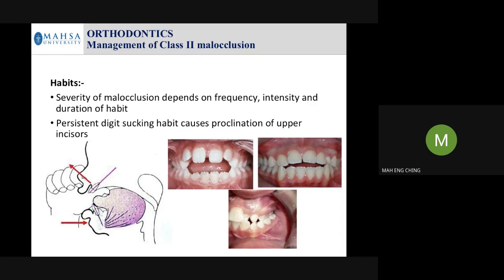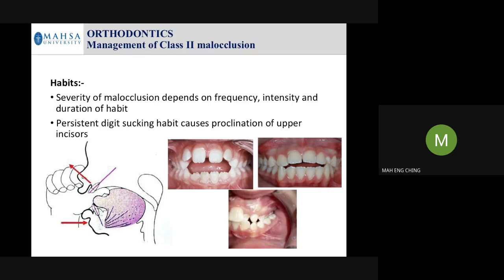Then position digit sucking habit causes proclination of the upper incisor. So you look at this picture on the left, you put something inside the mouth between the top and bottom teeth, then it makes sense to push the upper teeth forward and the lower teeth backward. Then I say if you put it long enough, then it may cause what we call the anterior open bite. Or sometimes they are not symmetrical.